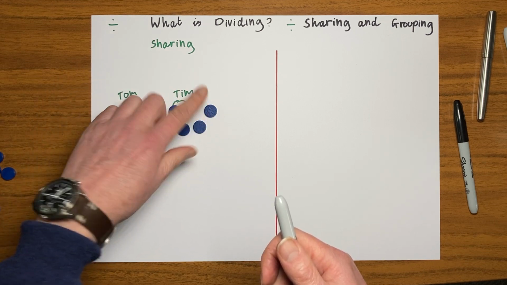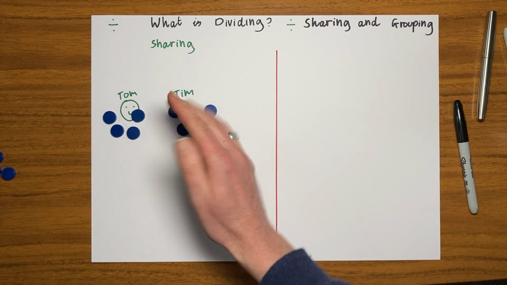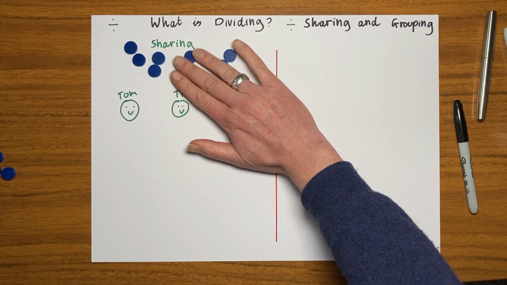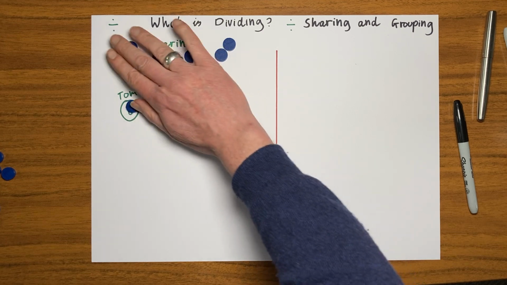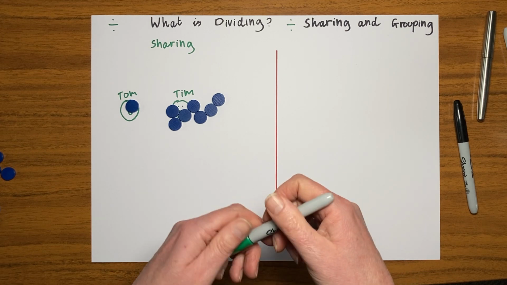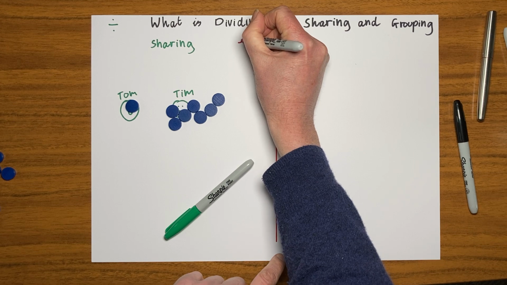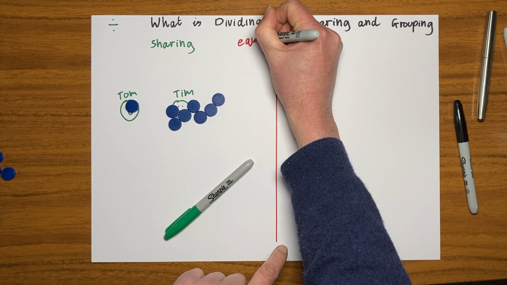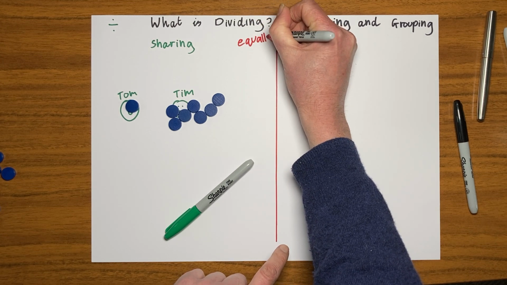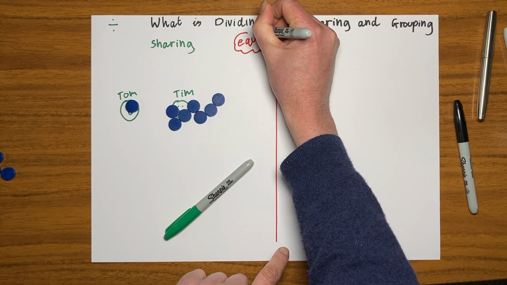Now the thing with dividing and sharing is it's important they all get the same. I can't divide or share it by giving 1 to Tom and giving all the rest to Tim. This is not what dividing is. One of the really important things is that you have to share equally. So let me write that down, just in case we forget. You must share things equally.